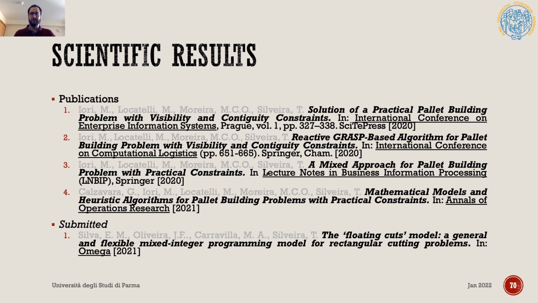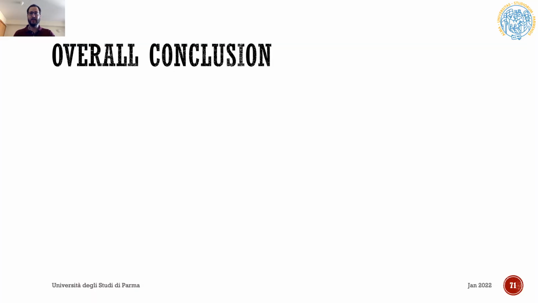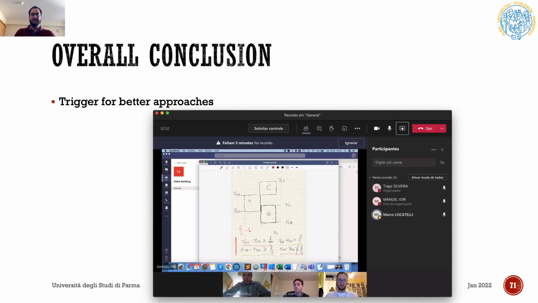Regarding the PVP publications, we've published 3 papers on conference and a paper in a journal. Regarding the RCP, we submitted a paper to a journal. To summarize, we've proposed several contributions for cutting and packing problems, but even more importantly, these approaches are new ways of looking at these problems, which could serve as a catalyst to even better approaches.